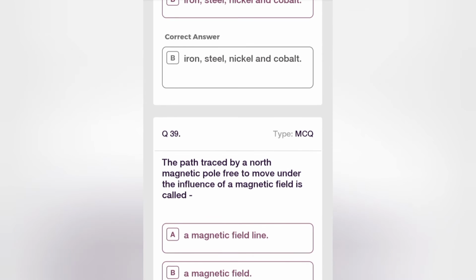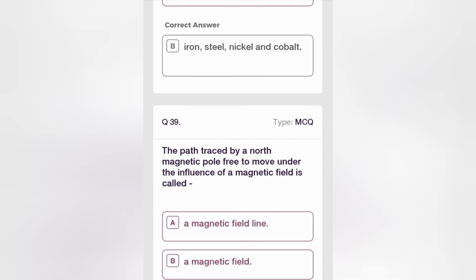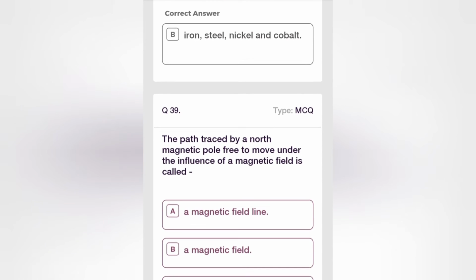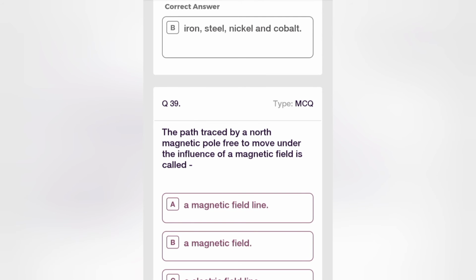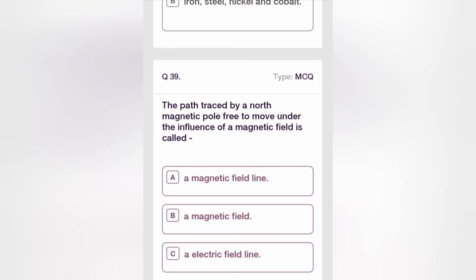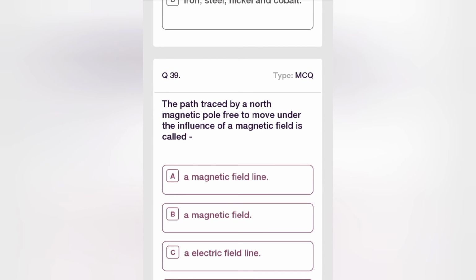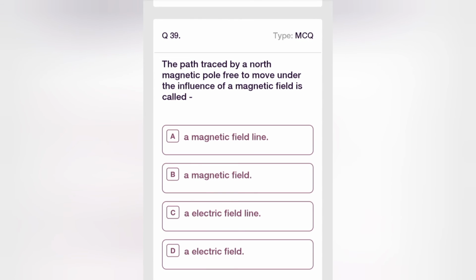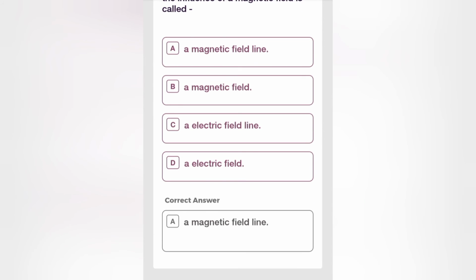The path traced by a north magnetic pole free to move under the influence of a magnetic field is called: magnetic field lines, magnetic field, electric field line, or electric field? The path traced by a north magnetic pole free to move under the influence of the magnetic field is the magnetic field line. Option A.